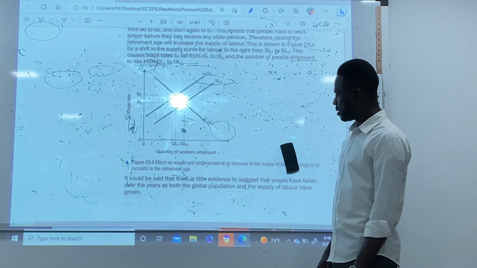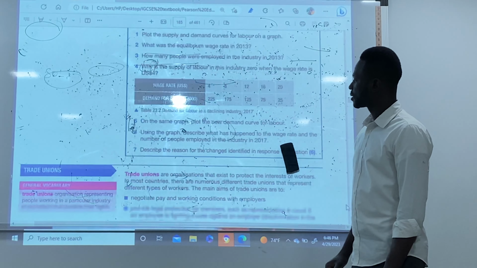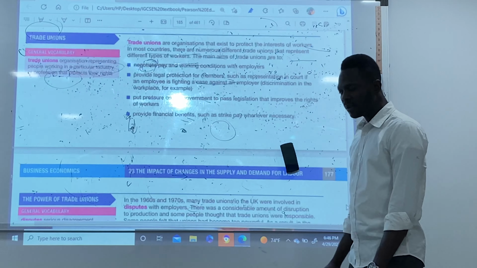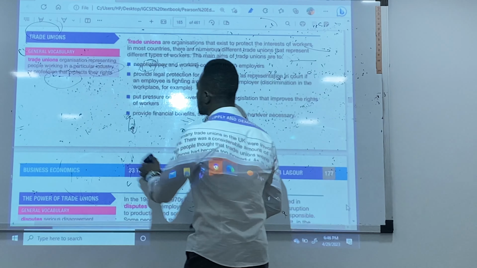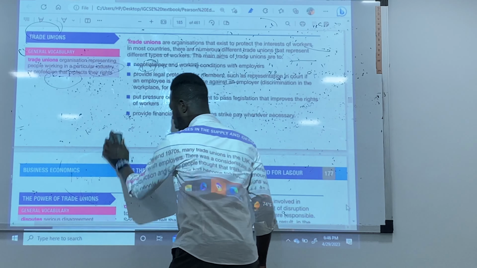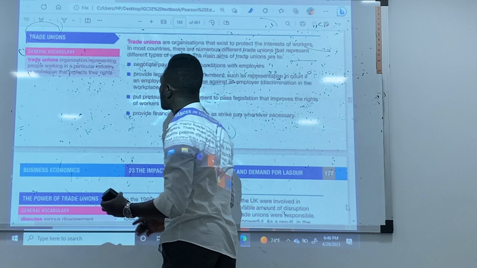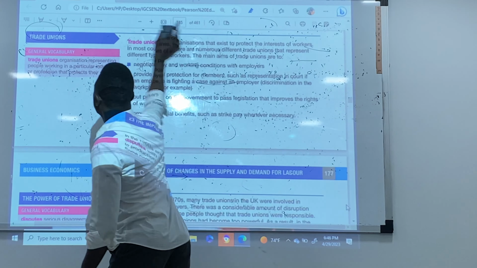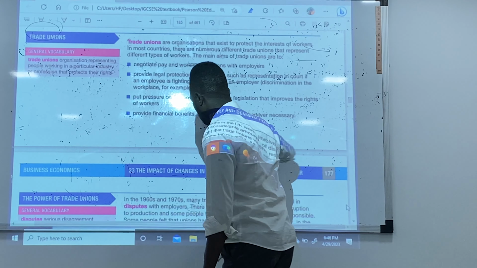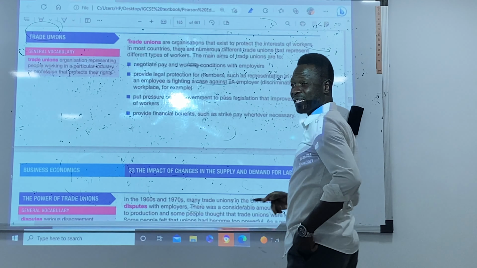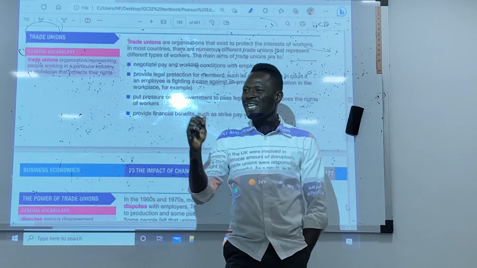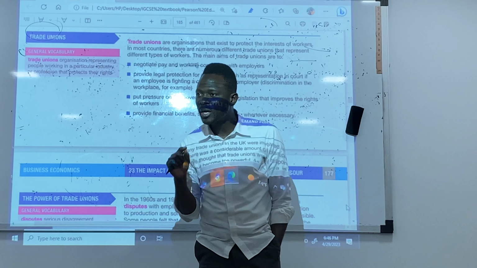No. Scroll down, let's see. Okay, trade unions. So we're talking about trade unions. We're talking about a group of people coming together to protect the interests of workers. So the trade union is an organization set up to protect the interests of workers.